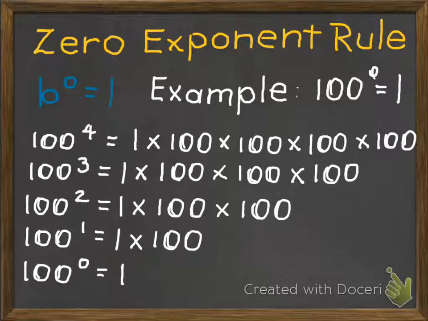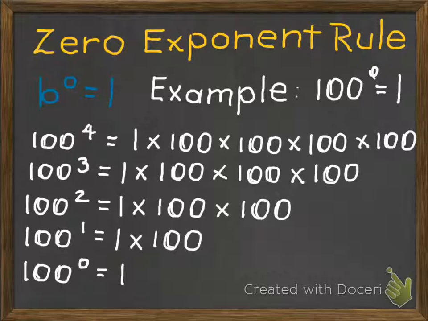This is b to the power of 0 equals 1, which means that any base b raised to the power of 0 is equal to 1. For example, 100 to the power of 0 equals 1. Any number, any base to the power of 0 equals 1. Why is that? Well, let's look at what happens when we take 100 to the power of 4, for example.